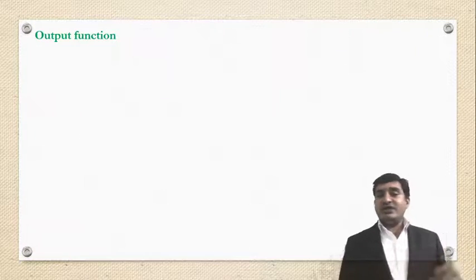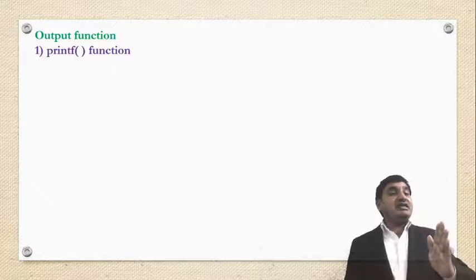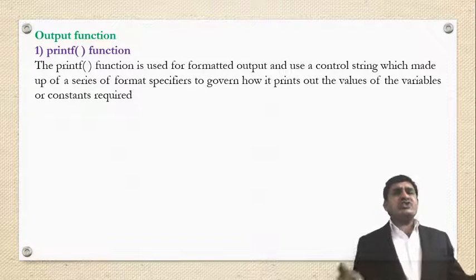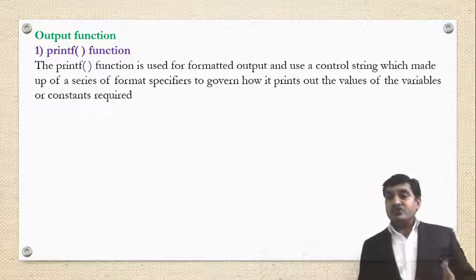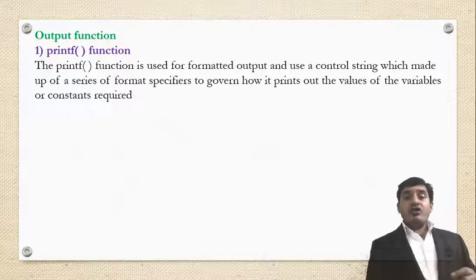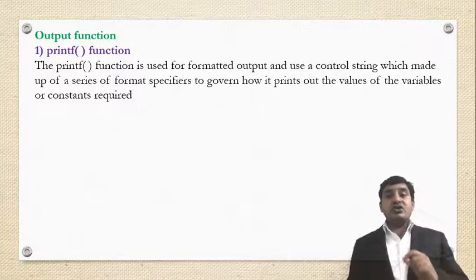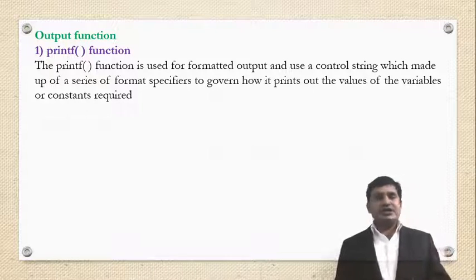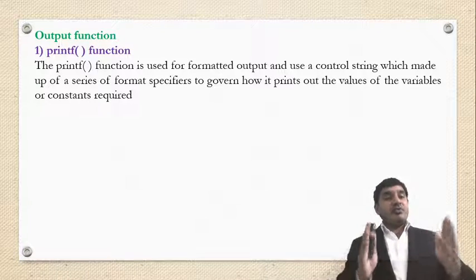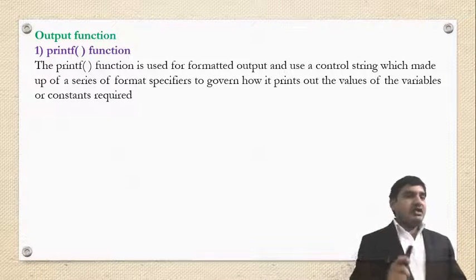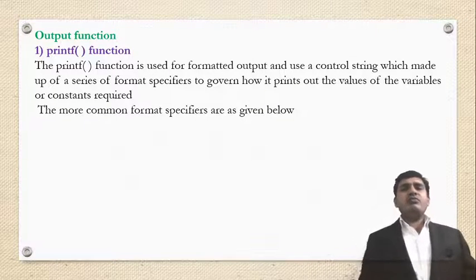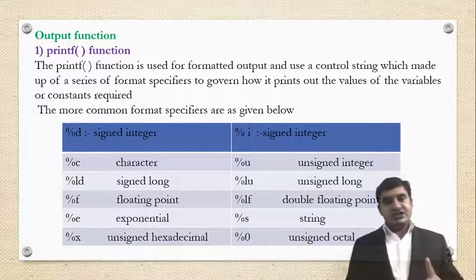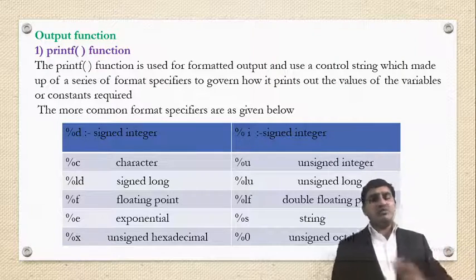Now we have to see what the different output functions are. Here printf is a standard output function which is used to display formatted output and uses a control string made up of a series of format specifiers to govern how it prints out the value of variables or constants required. So the printf function is used to display formatted output on a screen. The more common format specifiers are as given below. Percentage d, signed integer; percentage i, signed integer. We can use percentage d or percentage i.